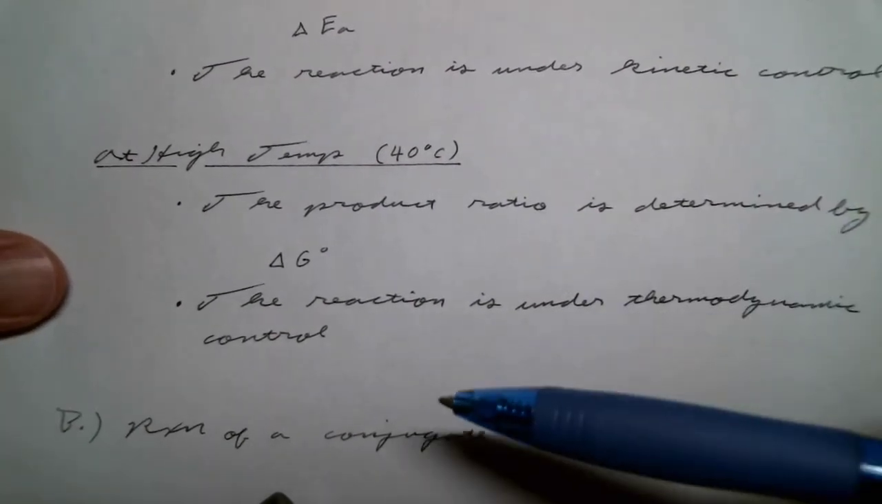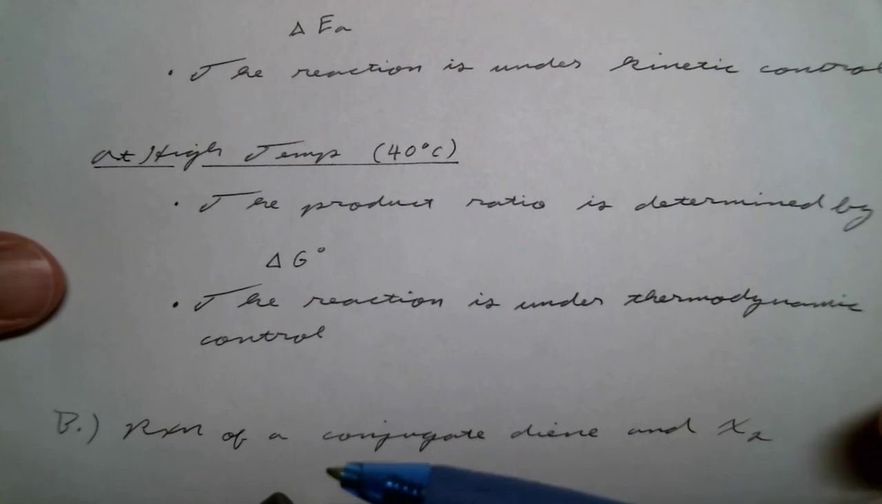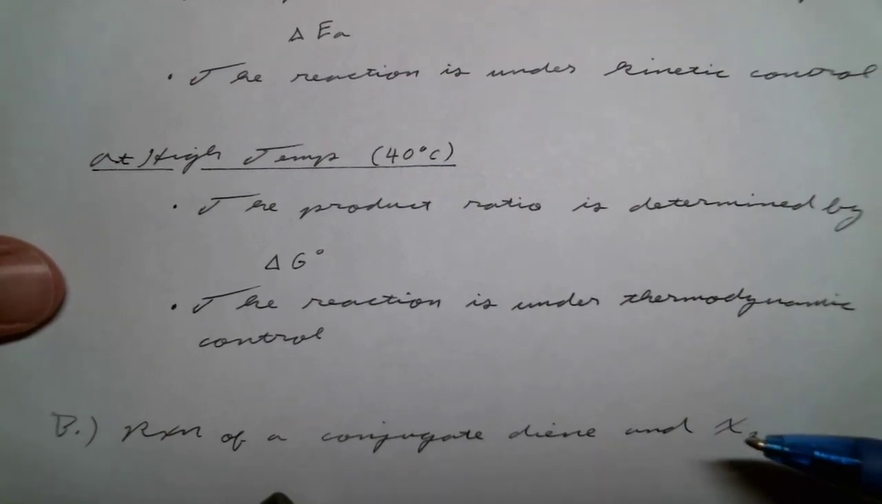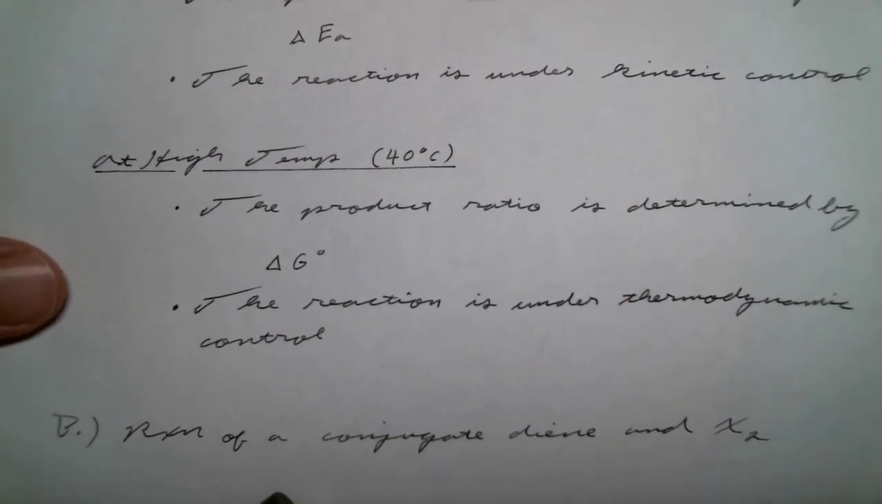And I think we'll quit there. In the next lecture video, we'll talk about the reaction of conjugated diene with a diatomic halide of some sort.